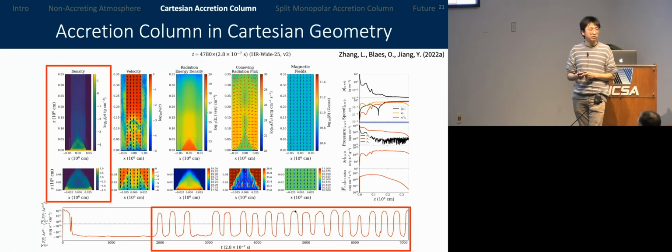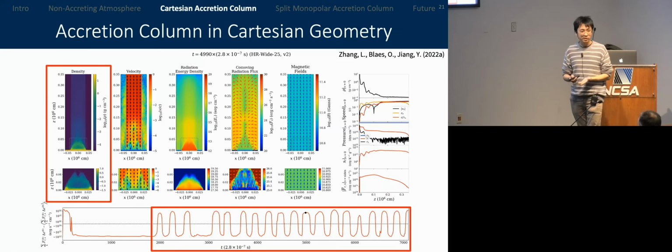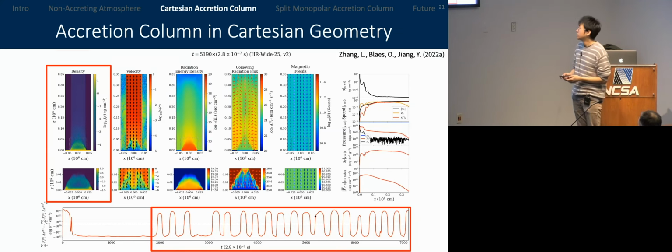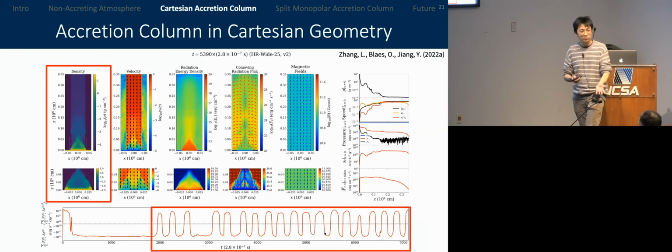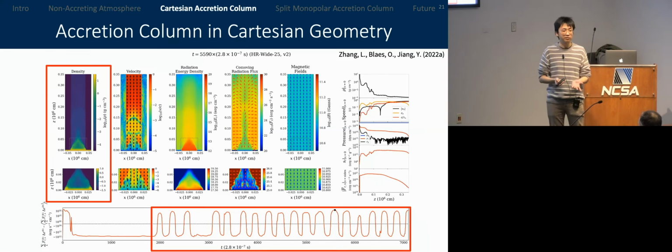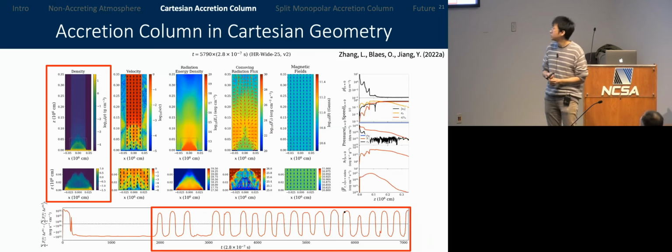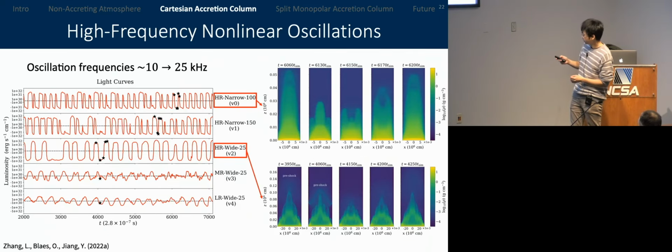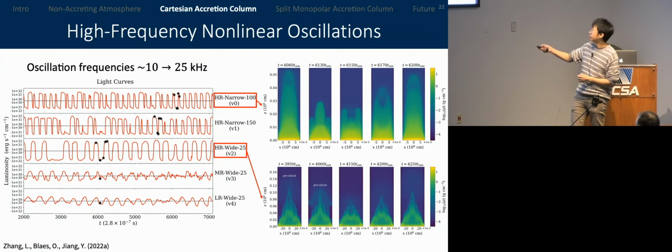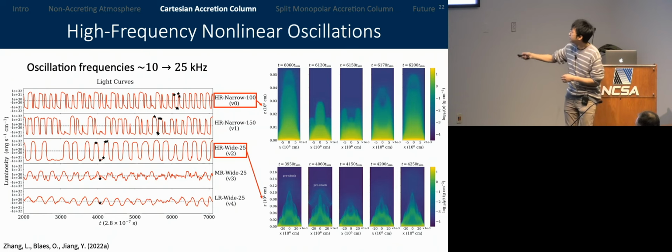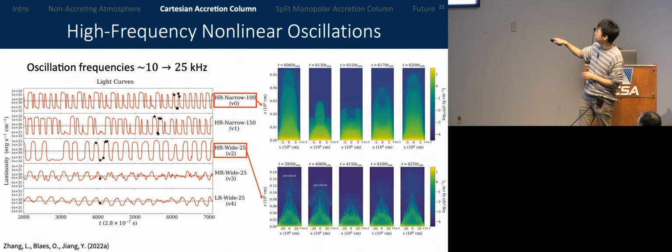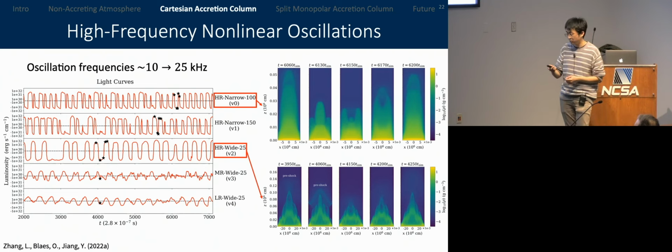Because in Klein and Arons' paper, they think the oscillation comes from the photon bubble instability. However, back at that time, they did not have enough computational power to do this experiment. And here, what I'm showing you, only 2, 3, 4 is important in this slide. Versions 2, 3 and 4 are the same simulation, but with different resolution.